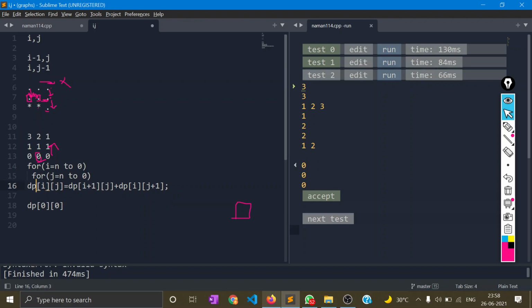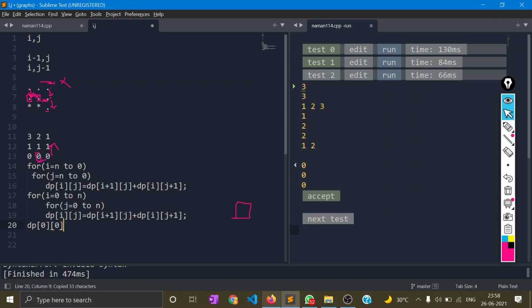We can do it the other way around as well. We can do for i equal to 0 to n, and j equal to 0 to n, and this statement would be changed slightly. I would just require i minus 1, j instead of i comma j plus 1. Right? The plus sign would be converted to a minus sign.